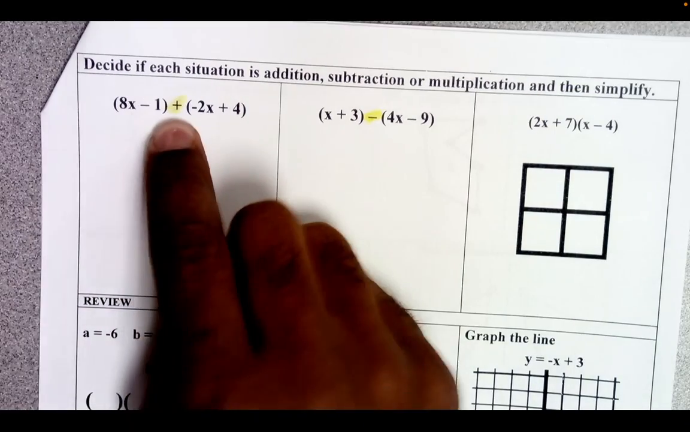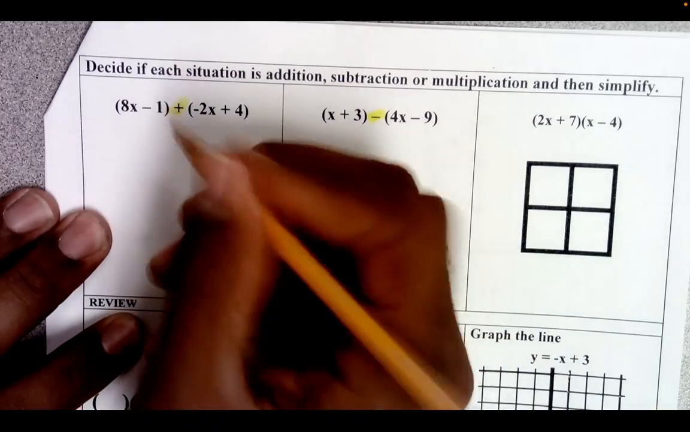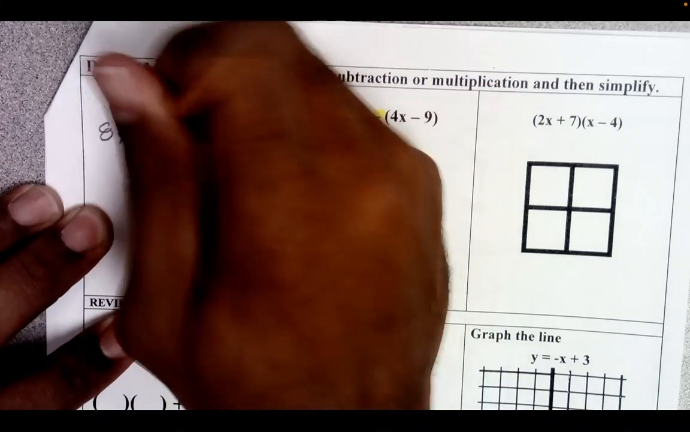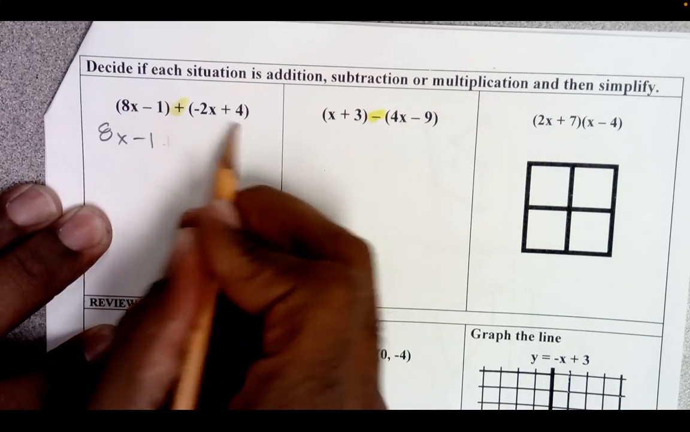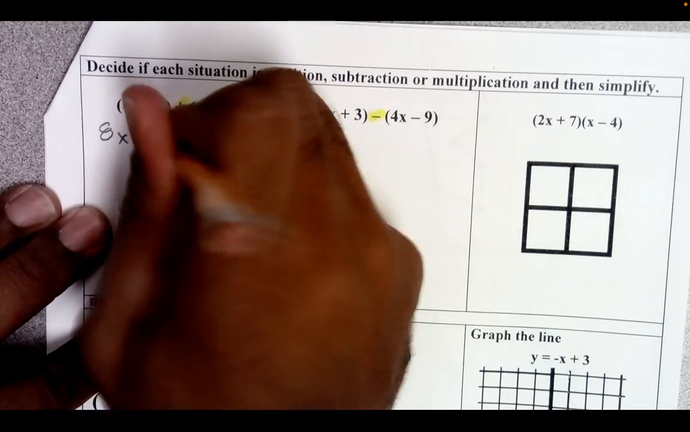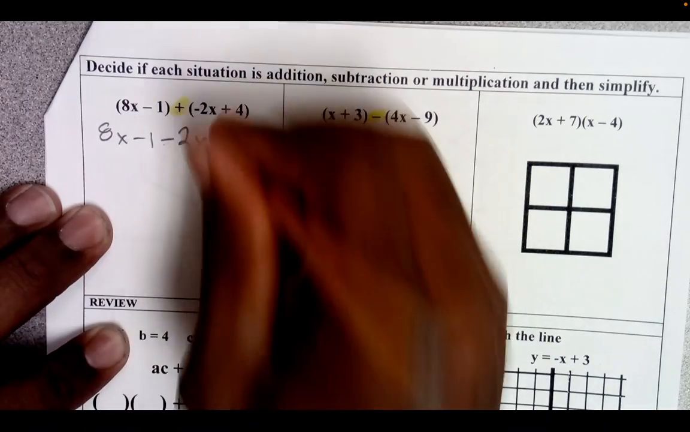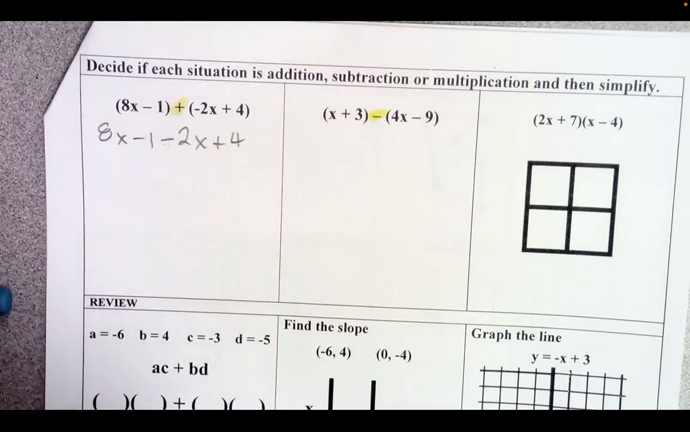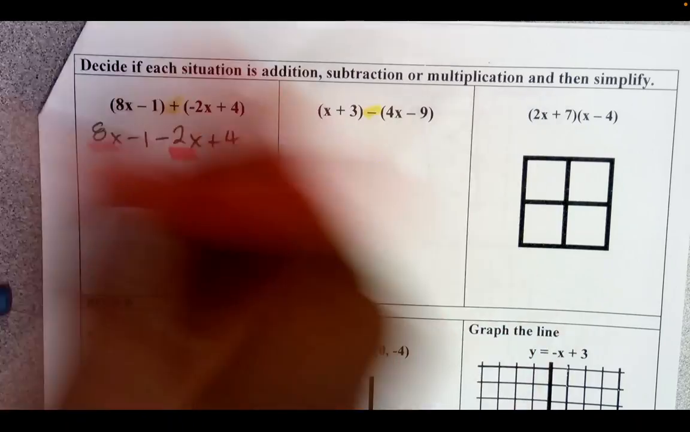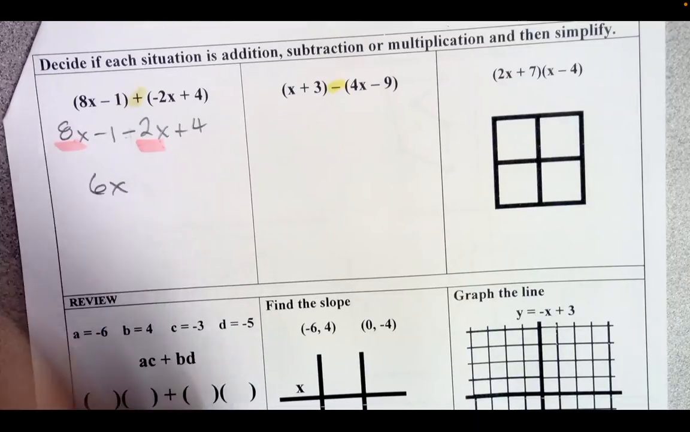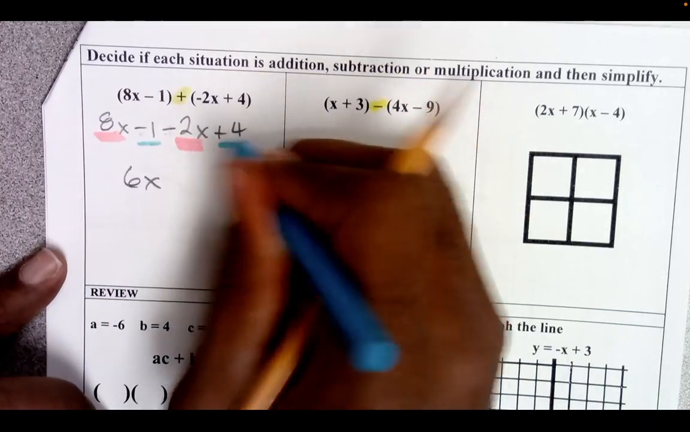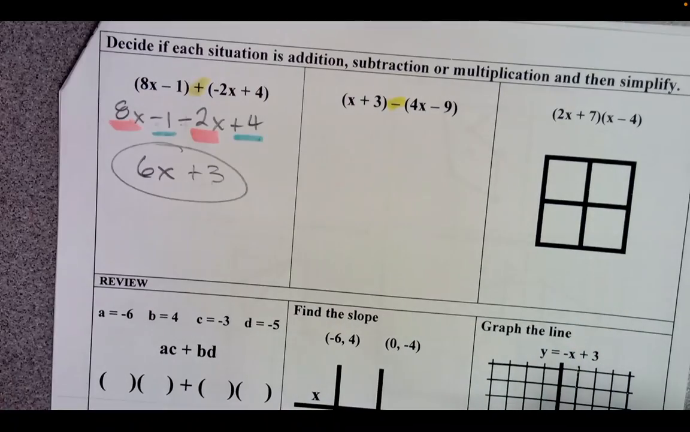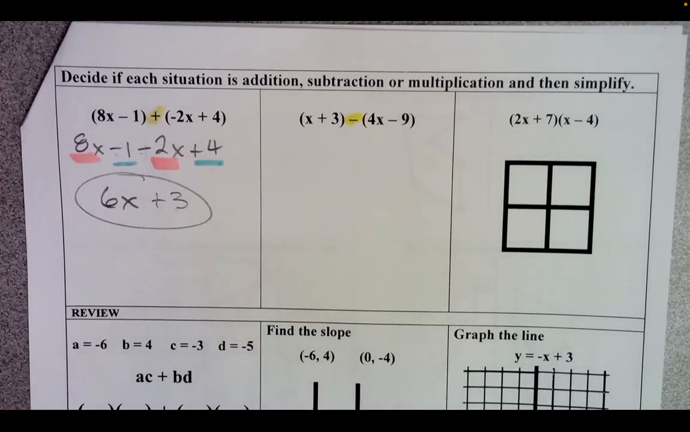If you have just a plus in between, I can basically just rewrite these terms without the parentheses. All I'm doing here is adding and subtracting. Since this is a plus and a minus, I'll just write minus 2x and then plus 4. Then I combine the like terms. We have 8x minus 2x, that'll be 6x, and then negative 1 plus 4, which will be plus 3. So it just ends up being 6x plus 3. I don't have to do anything further after that. I just leave it as 6x plus 3.